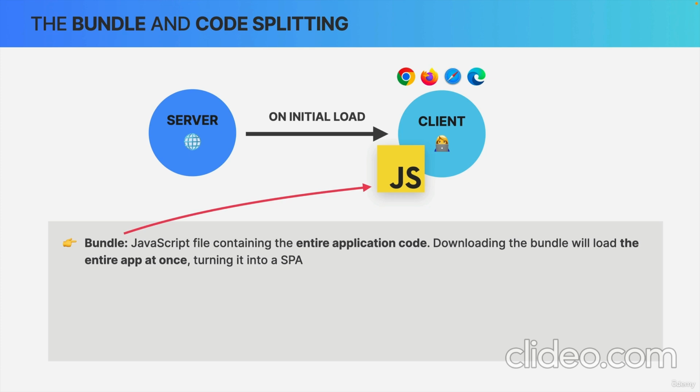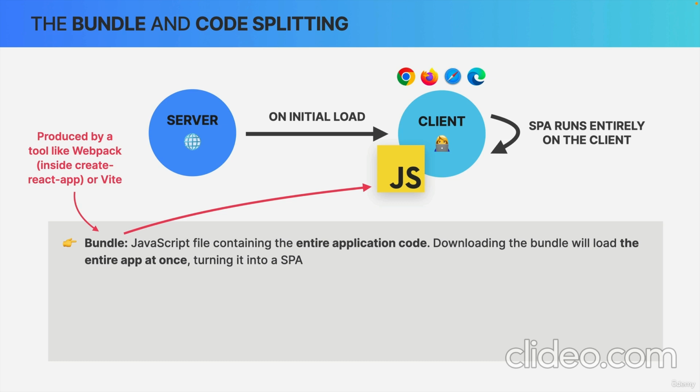And it is called a bundle because a tool like Vite or Webpack has bundled all our development files into one huge bundle, which again contains all the application code. This means that once the code has been downloaded, the entire React application is loaded at once, which essentially turns it into a single-page application that is running entirely on the client. So whenever the URL changes in the app, the client just renders a new React component, but without loading any new files from the server, because all the JavaScript code is already there in the bundle.